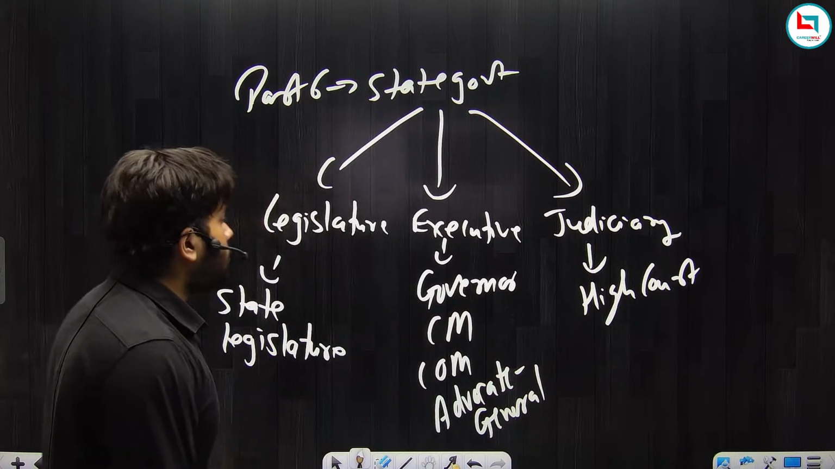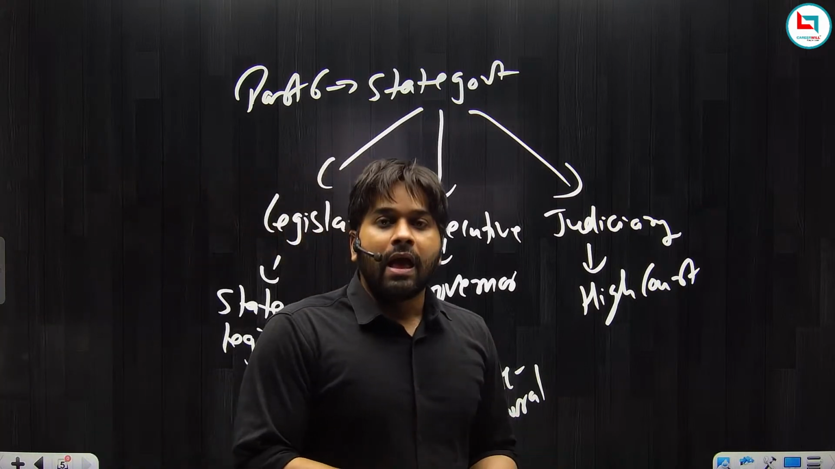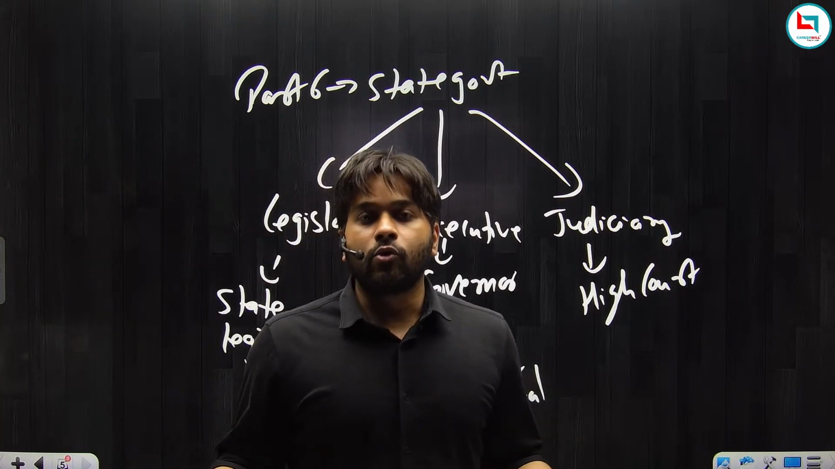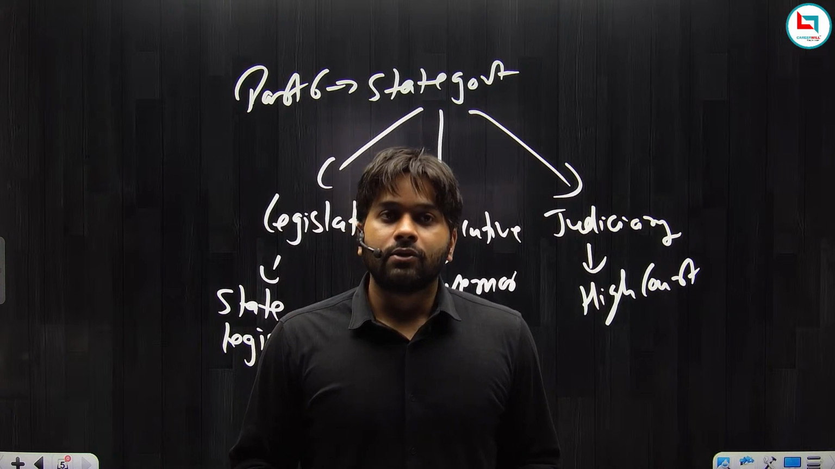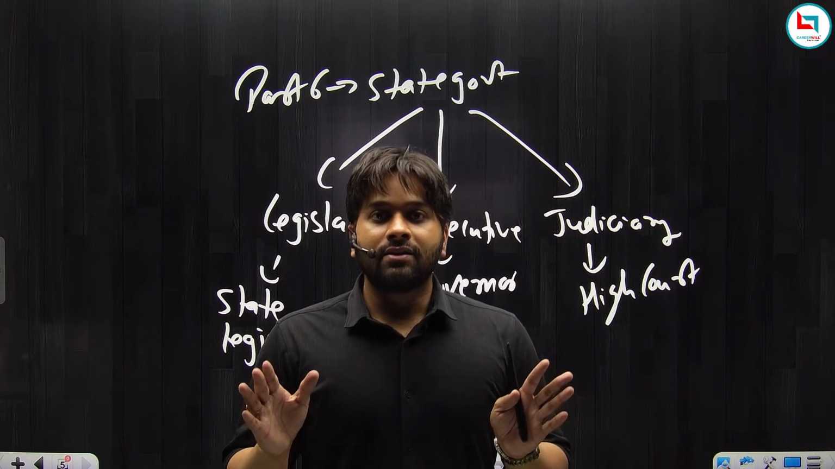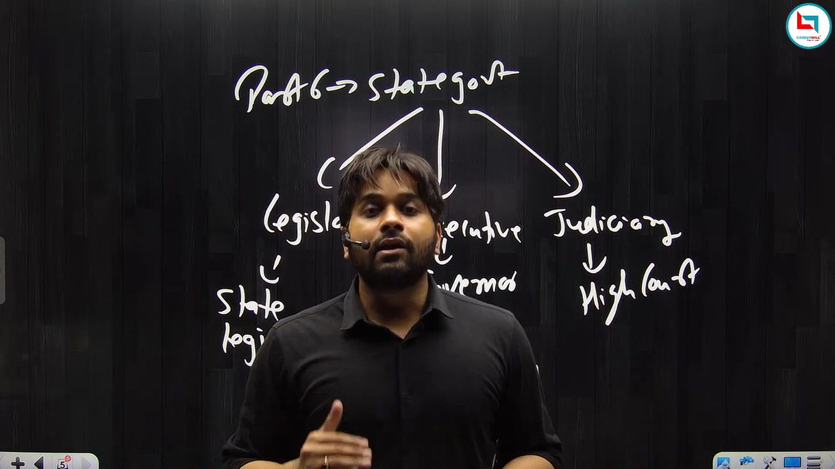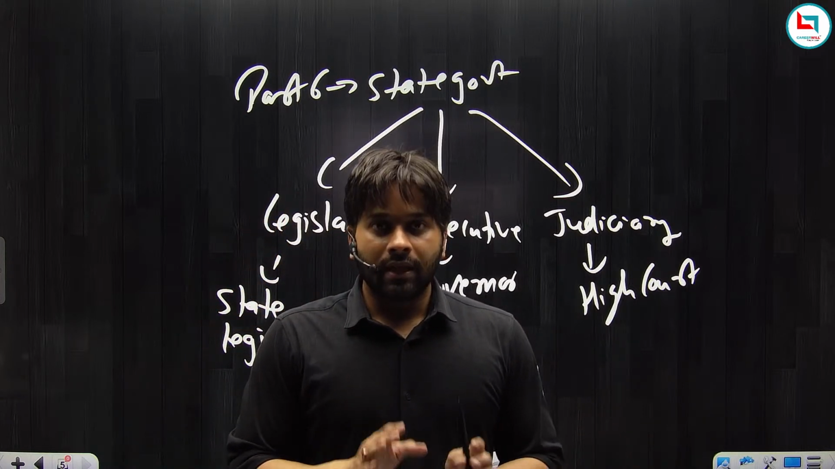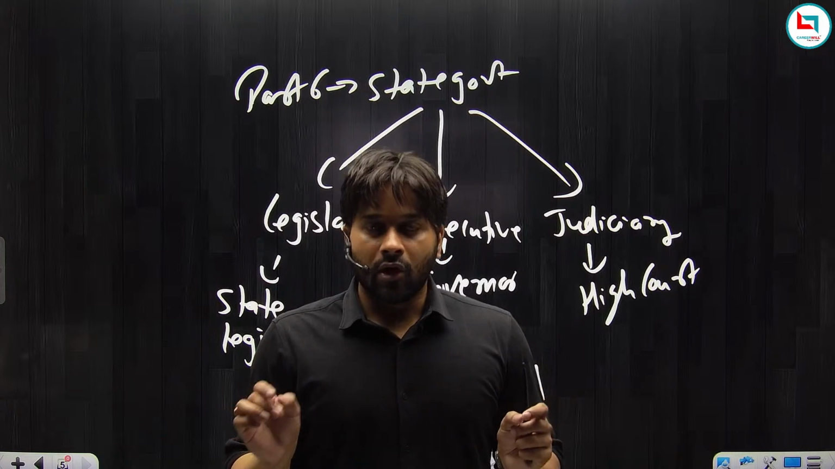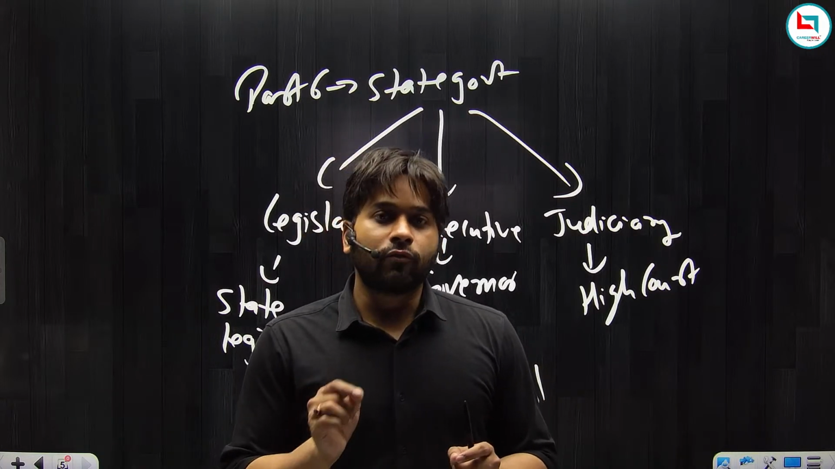Okay, so we are done with the central government and union government, and now you know that when I say that we are going to study the government, you should understand that there are three levels of government: union government, state government, and local government. However, these three organs of central government and of state government are not applicable in the case of local government.